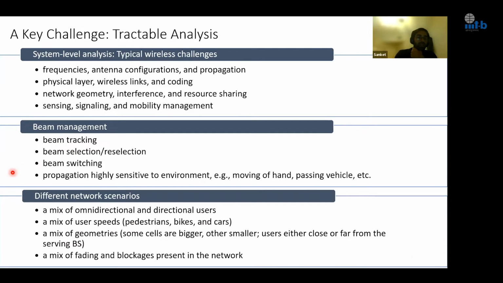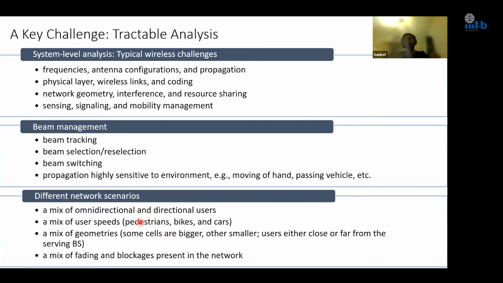And also we have different network scenarios, like a mix of omnidirectional or directional users, let's say people using 4G network, people using 5G network, then a mix of user speeds, pedestrians, bikes and cars, a mix of geometries, some cells are bigger, some cells are smaller depending on the density of the users, or the users are closer to the serving base station or they lie very far from the serving base station. And obviously it's a mix of the fading and the blockages present in the system.